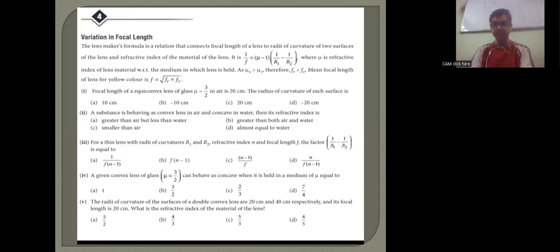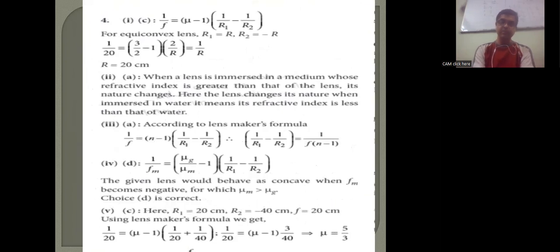are 20 centimeter and 40 centimeter. That means R1 and R2 are given to you, and the focal length is 20. That is, f is given to you. What is the refractive index? Again, use lens maker equation. 1/f = mu minus 1, 1/R1 minus 1/R2. Use given values and calculate for mu. It is coming out to be 5/3 here.